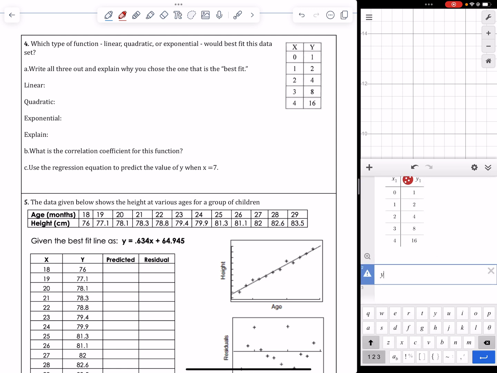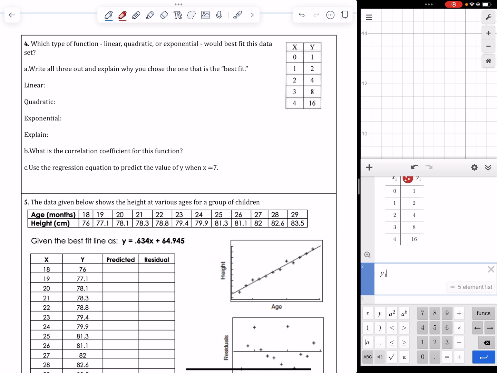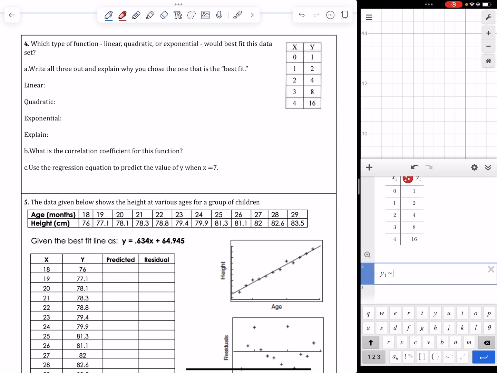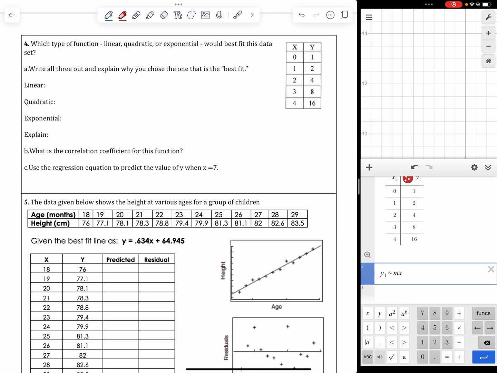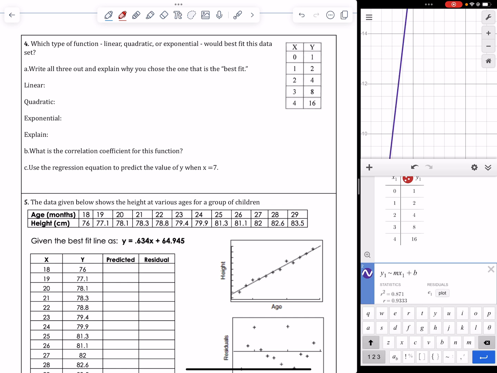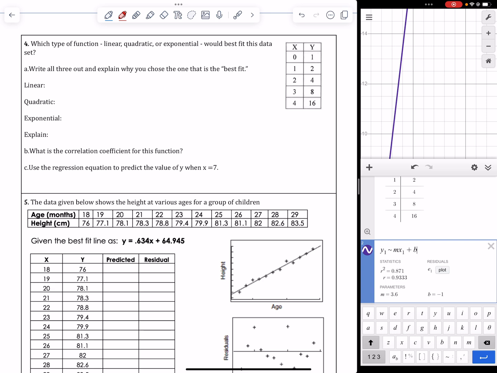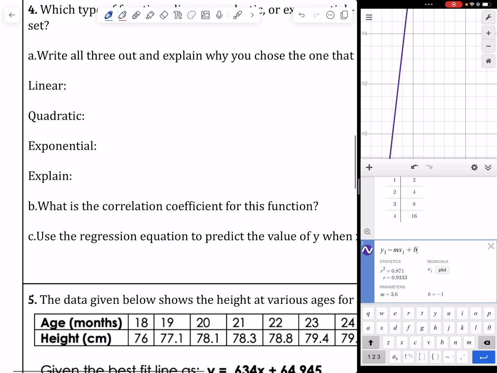So y sub 1 is approximately m x sub 1 plus b. And I'm going to write that out. So linear would be y equals, and I have the m is 3.6, and then x minus 1, and then the r square value equals 0.871.